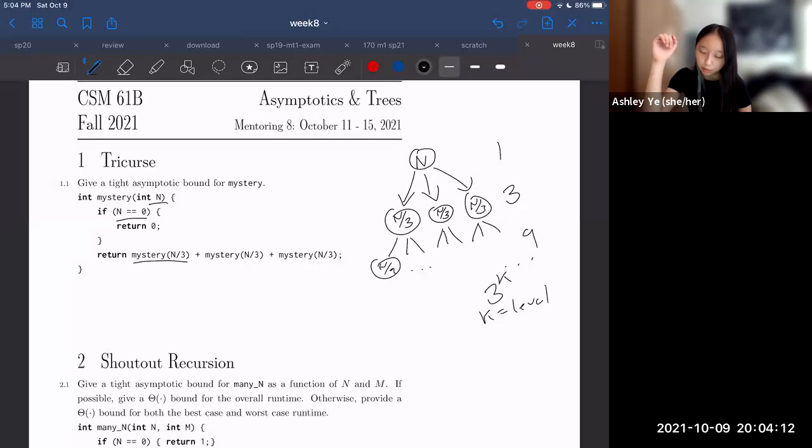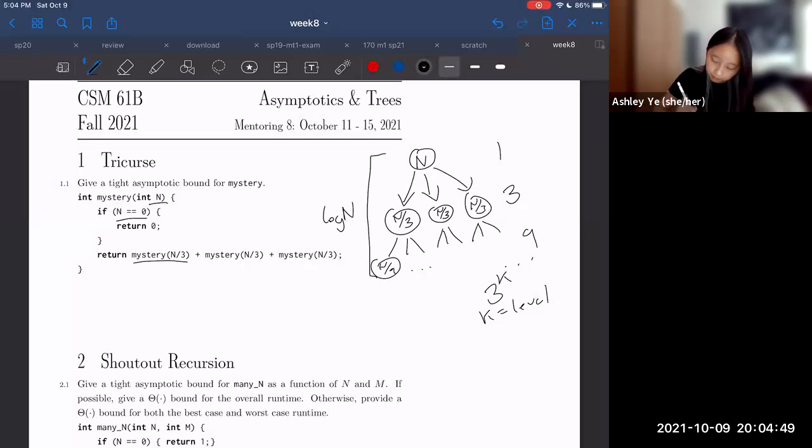So now we know how much work is being done at each level, but we don't know how many levels there are. So let's look at this tree. We know it's going to terminate when n is equal to 0. And right now at every call, the value of n reduces by 2/3, or it becomes 1/3 its original value. So since it's being divided by a constant factor, that means the height of the tree is going to be log n.